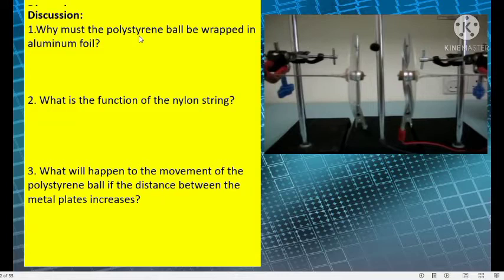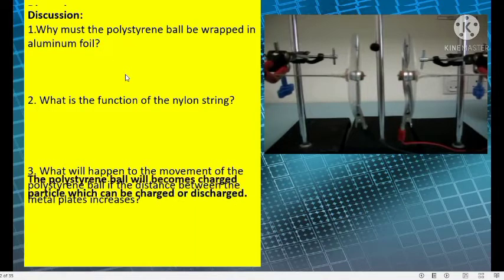First one, why must the polystyrene ball be wrapped in aluminum foil? If we just use the polystyrene ball, it is an insulator. It cannot be charged. So once we wrap it with aluminum foil, aluminum is a conductor, thus it can be charged and discharged.